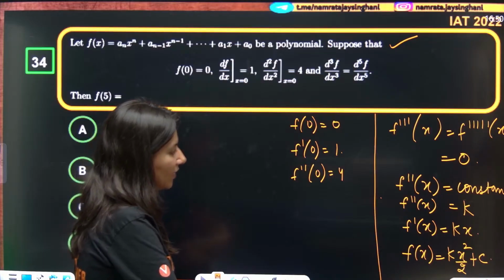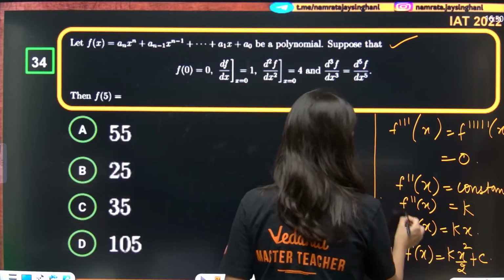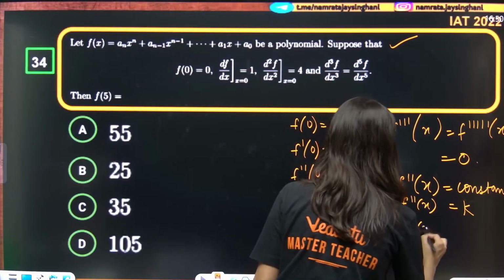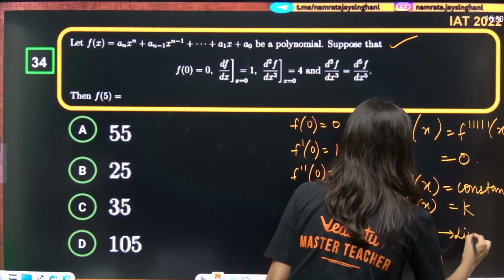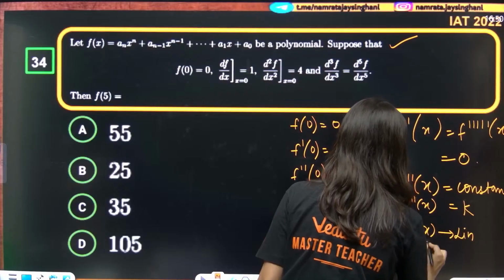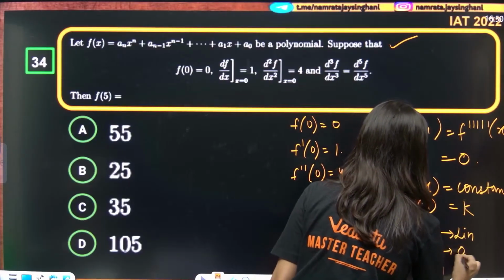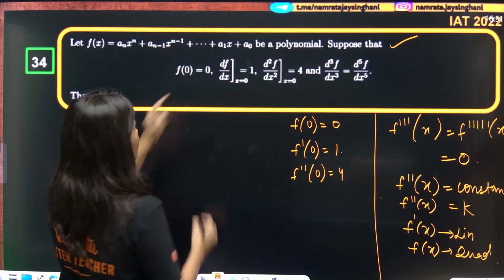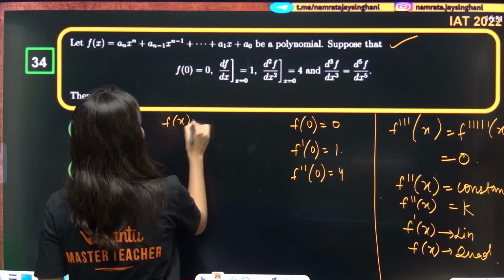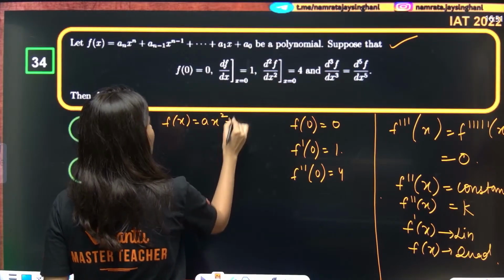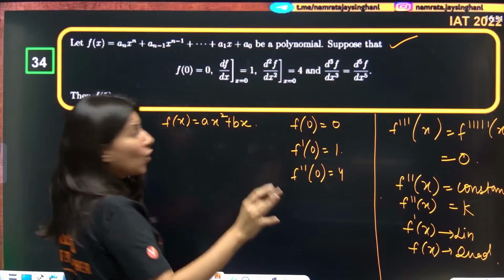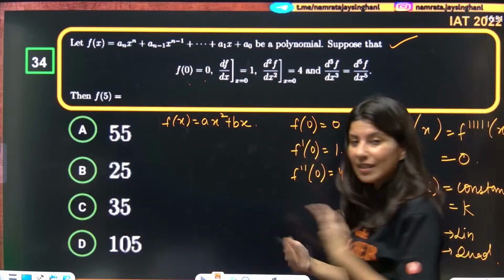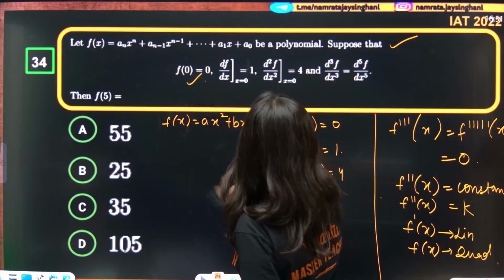Clearly, I'm not going to write it, but f double dash x is constant. What does that mean? That f of x is quadratic. Let us assume quadratic from the very beginning. f of 0 is 0, so f of x is nothing but ax square plus bx, because there is no constant, because of 0 comma 0. You put 0 comma 0, c will automatically become 0, so this is utilized.